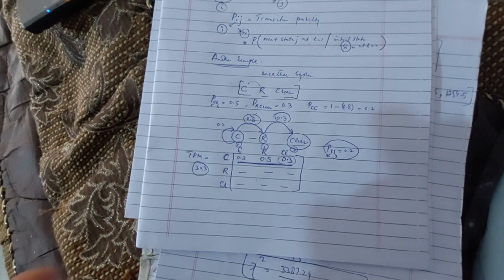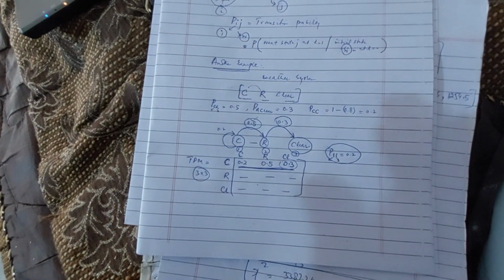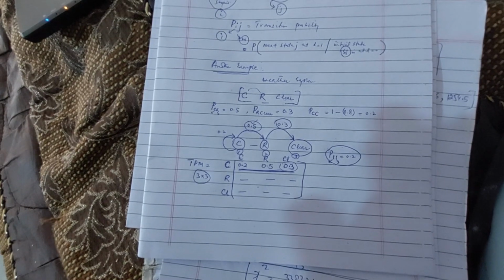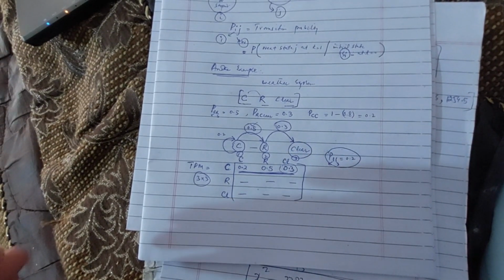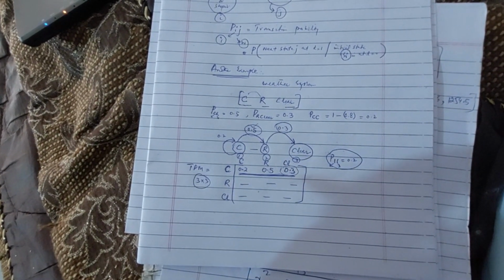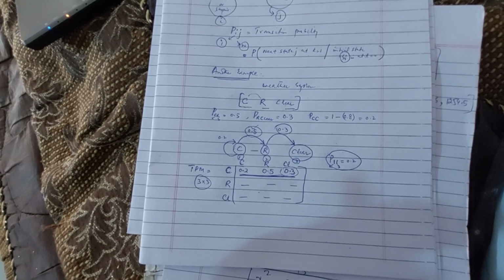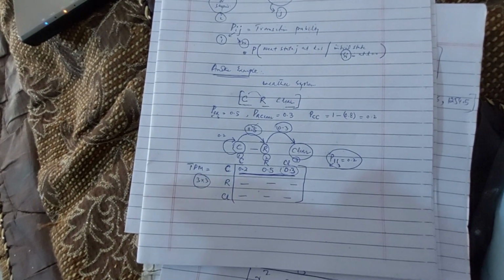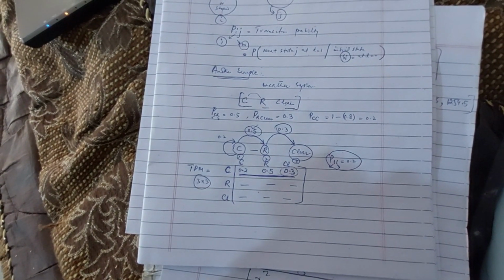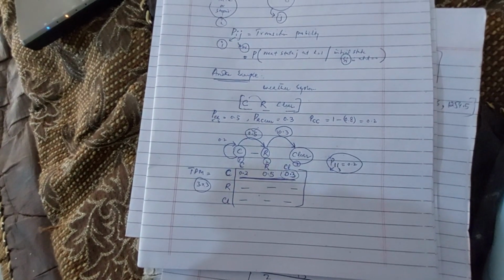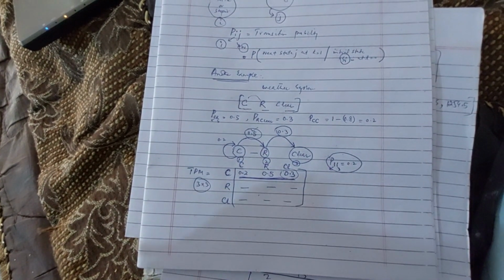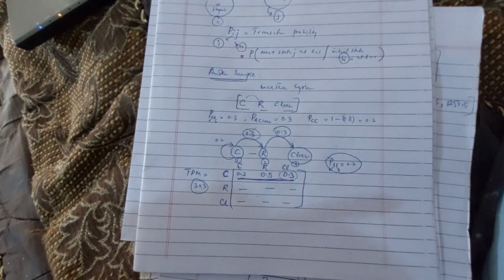I will define the transition probability matrix in the next video. I will give you another example, and then I will explain the transition probability and the transition probability matrix, how to make it, and then we will move on to how to find the probability of a certain state.